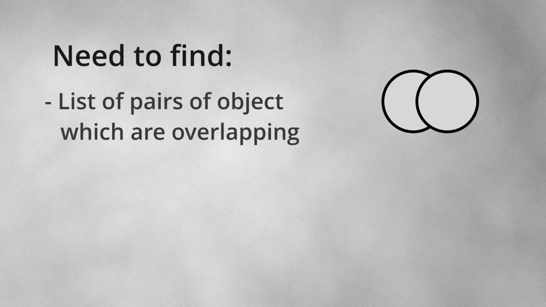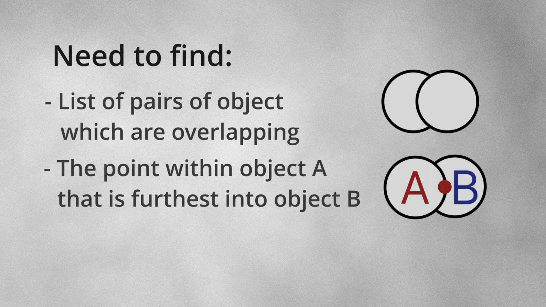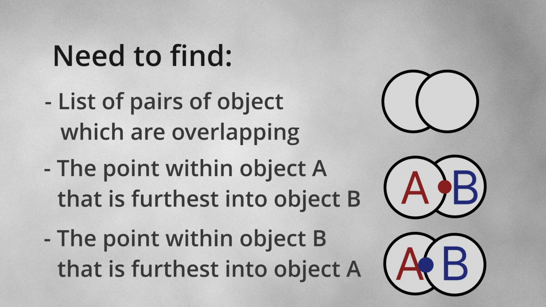For our system to work, we not only need to find a list of all pairs of objects which are overlapping, we also need to find the point within object A that is furthest into object B, and the point within object B which is furthest into object A, allowing us to find all the data required for the collision response system to create an appropriate response.